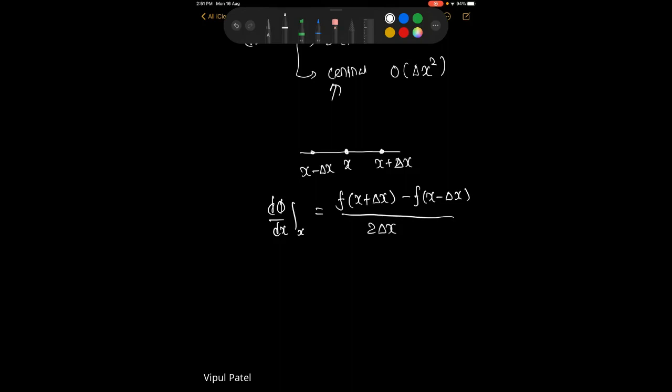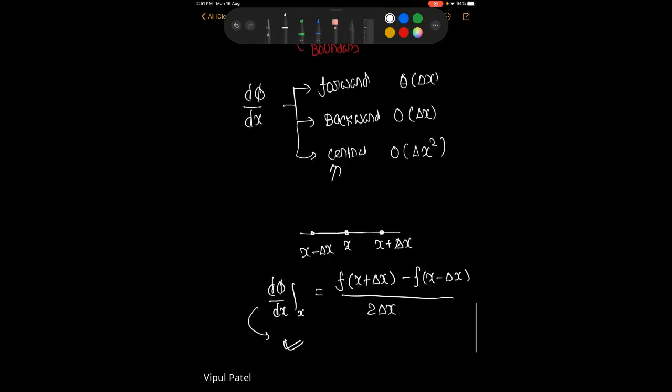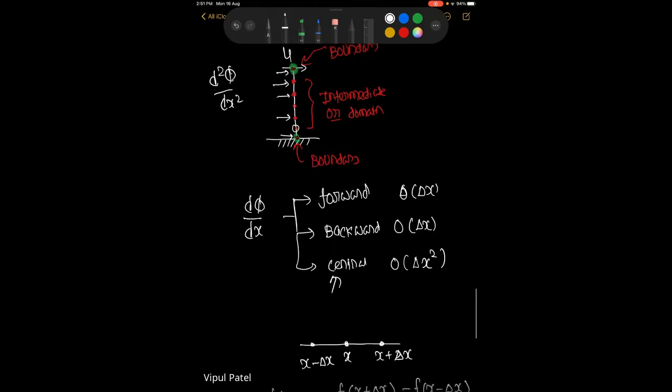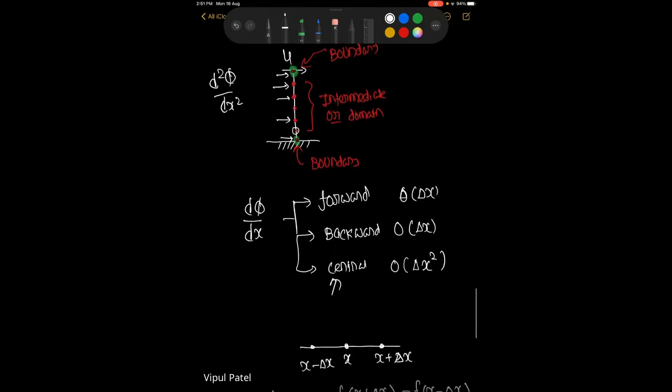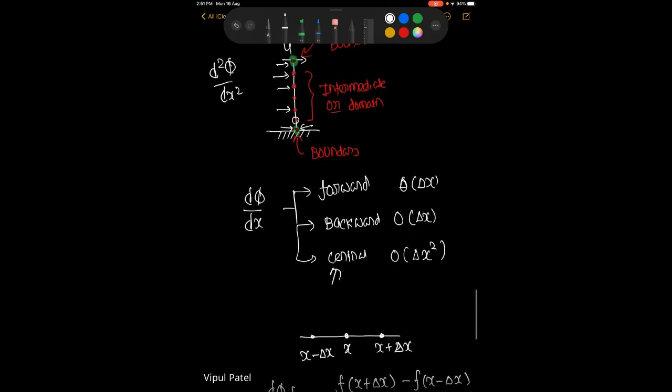So this is your second order accurate central difference scheme, right? That is what we derived. Now, if you want to retain higher order accuracy, or you can say second order accuracy, with this derivative, is it possible to apply this scheme for a boundary node? No, right? Because we need one node on the upper side and one node on the lower side.